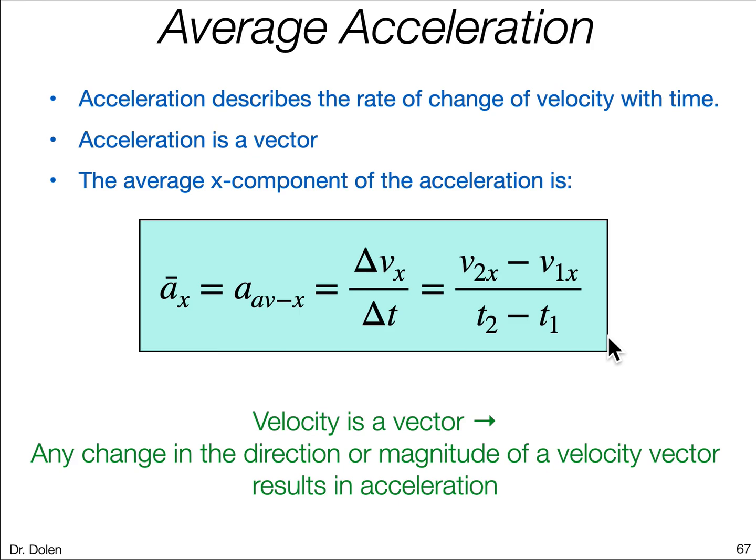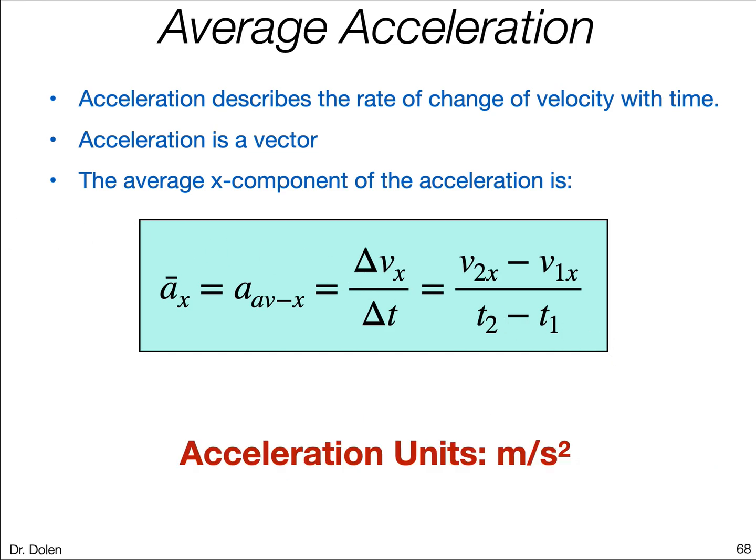As I said, velocity is a vector. That means that any change in its magnitude or its direction means you have acceleration. In terms of units, the units of acceleration are meters per second squared. In our numerator, we have meters per second. In our denominator, we have seconds. So that gives us meters per second per second, or meters per second squared. But conceptually, thinking about this as meters per second per second may be a little bit more helpful, because acceleration is a change in velocity.